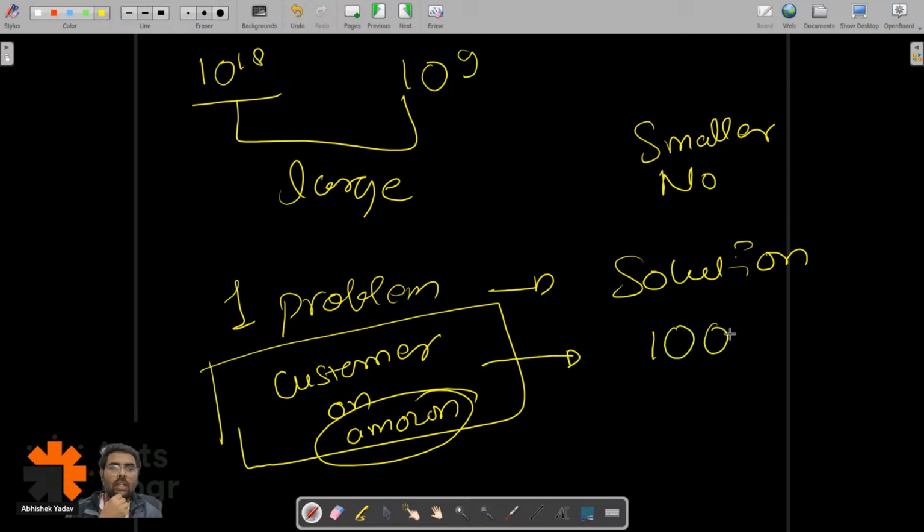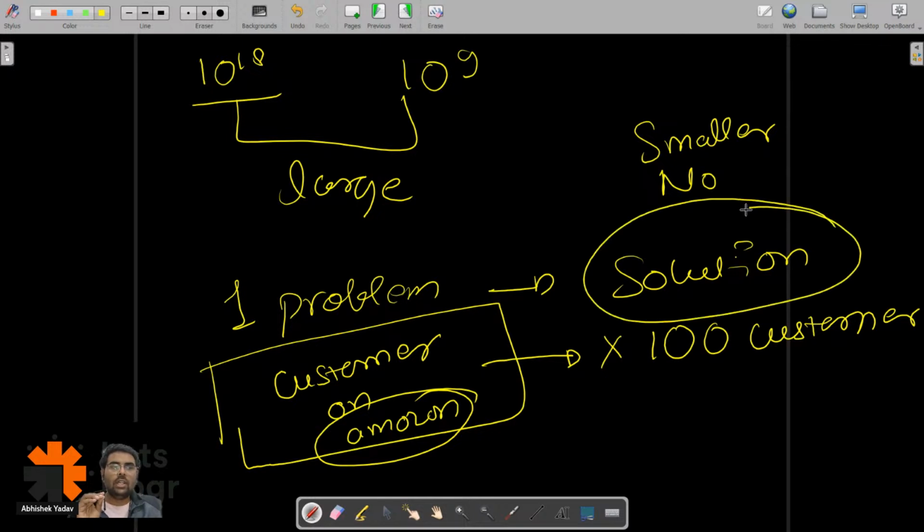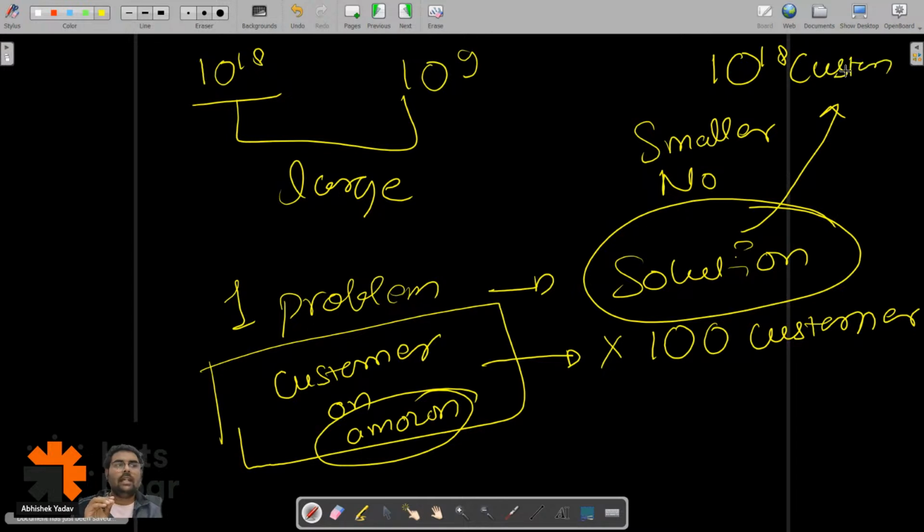Will Amazon get affected by 100 customers? No. They will focus on a solution that can optimize the time for 10 to the power 18 customers, right? Our solution should be such that it can optimize the time for 10 to the power 18 customers. So that's why we are taking large input.